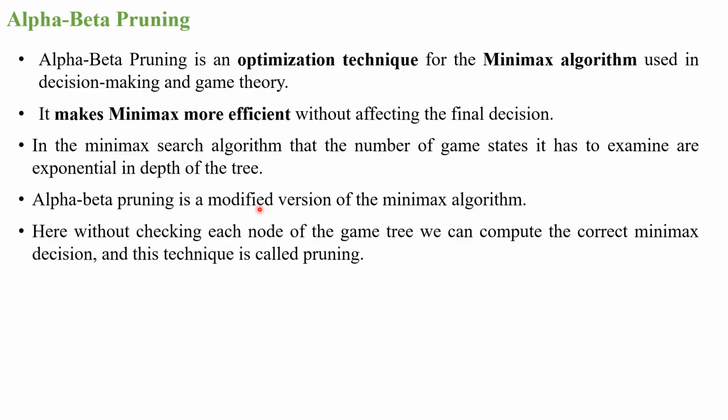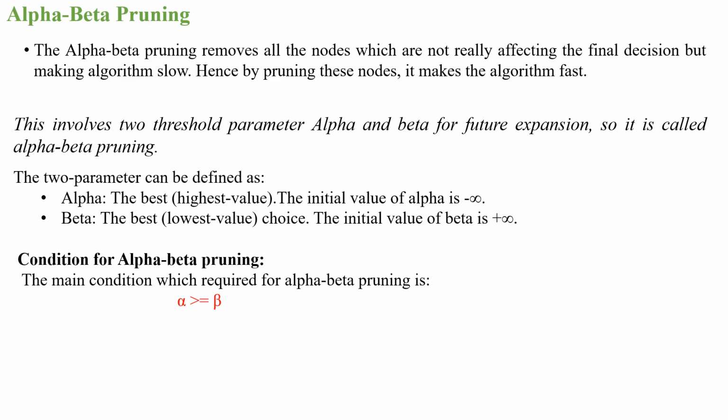Alpha beta pruning is a modified version of the min-max algorithm. Without checking each state, we can compute the correct min-max decision, hence it is called a pruning algorithm. Alpha beta pruning removes all the nodes which do not really affect the final decision but make the algorithm slow. By pruning these nodes, the algorithm works faster.